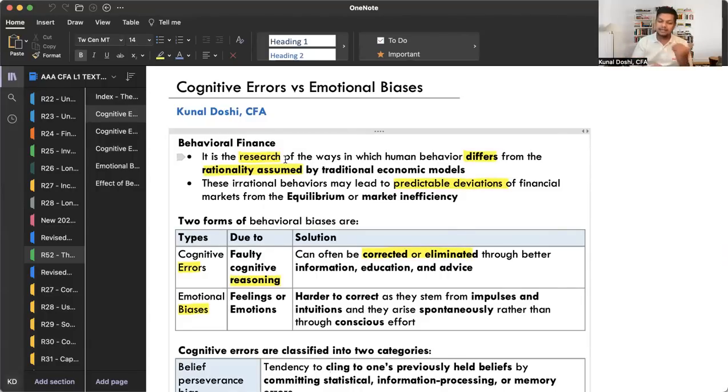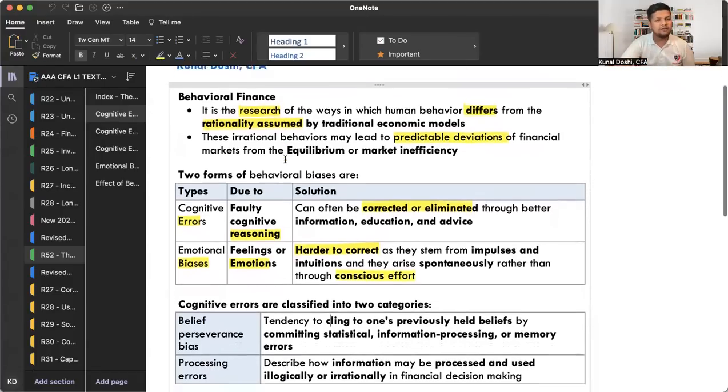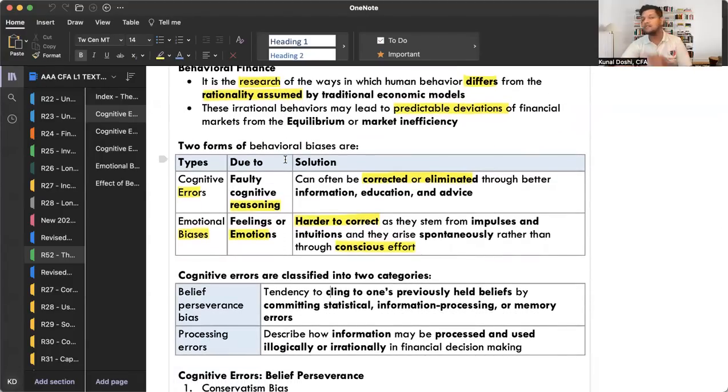But emotional biases are due to feelings or emotions, and they are very difficult to correct. They are impulse behaviors. They are very spontaneous reactions. So you can't actually correct them, but you'll have to somehow accommodate that in your portfolio decisions, right? They arise spontaneously rather than conscious efforts. That's the problem with emotional biases. So by now you must have got it that emotional biases are more difficult to overcome.